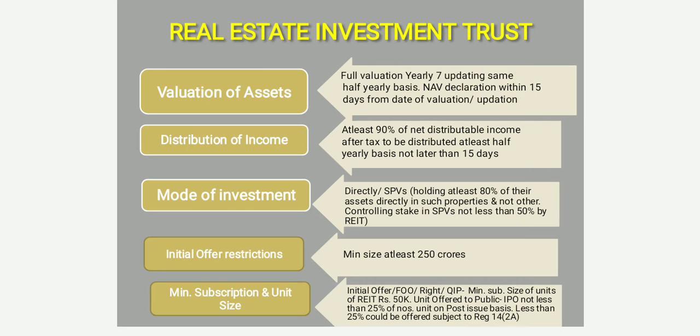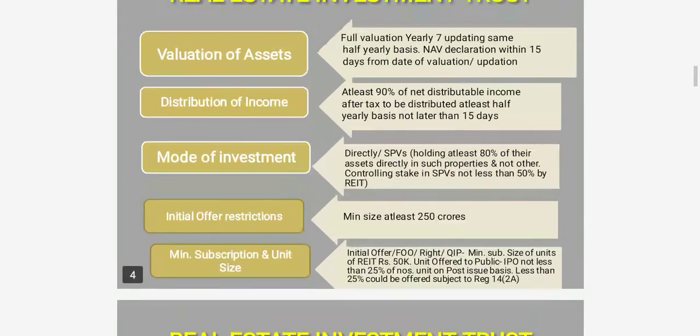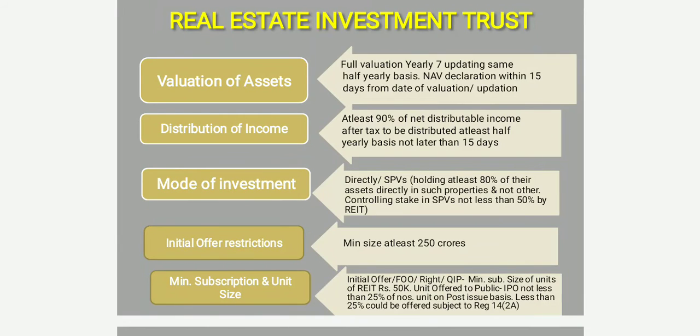We have also seen that for the initial offer there is a minimum size required to be floated, that is 250 crore. Then for initial offer, follow on offer, rights, QIP, a minimum subscription size has been prescribed, that is rupees 50,000 from one subscriber, and for an IPO not less than 25% of the number of units on a post issue basis should be held by the public. Similarly, there are some exemptions. They can bring down the public holding to less than 25% if they satisfy regulation 14(2)(a).